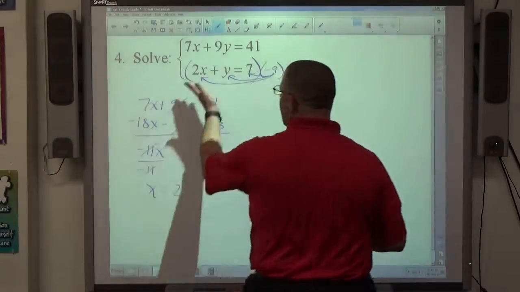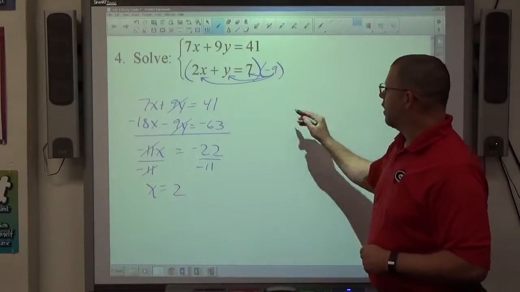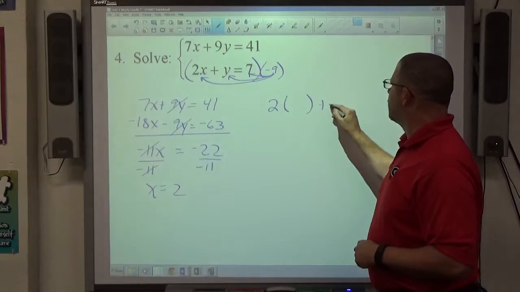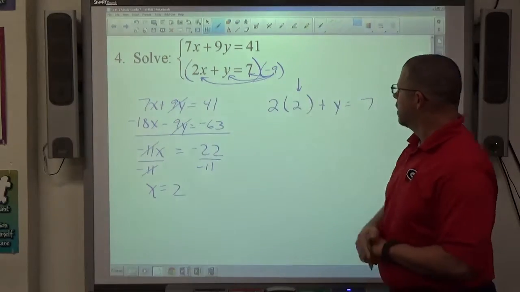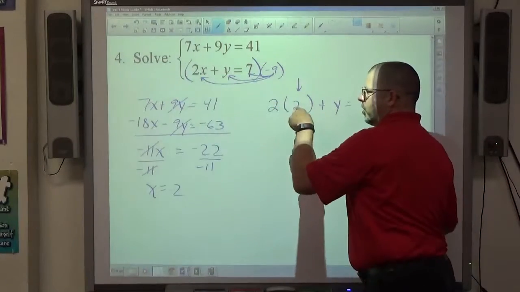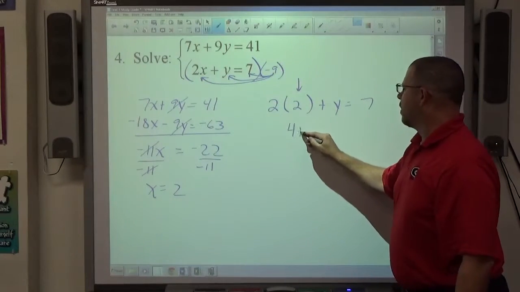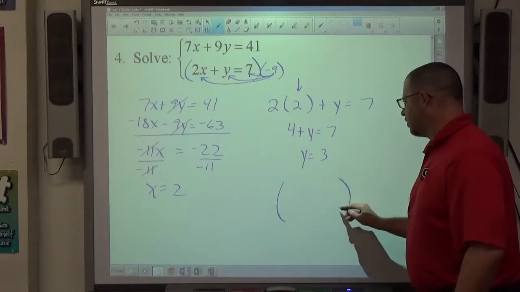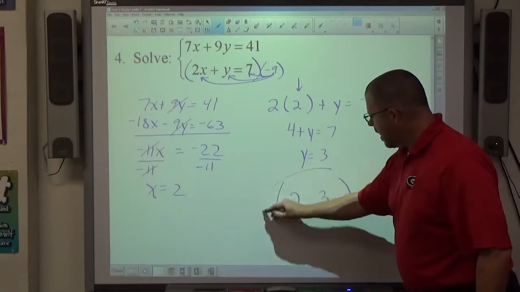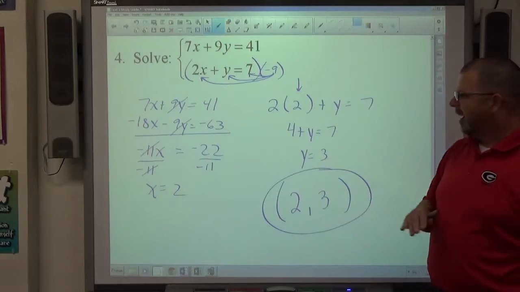Once I know what x equals, I go back to one of the equations. I'm going to the bottom equation. 2x plus y equals 7. We just determined that x equals 2. So I'm replacing this x with the number 2. That gets me 4 plus y equals 7, which makes y equal to 3. We always write our answer as an ordered pair, 2, 3. X goes first, y goes second.